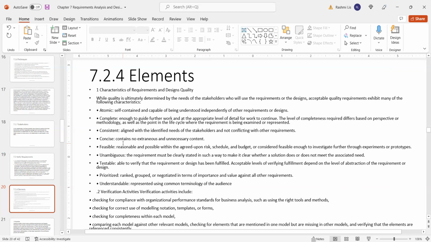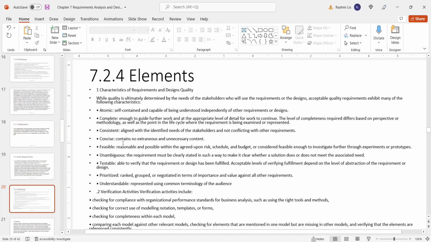They're unambiguous. Requirements must be clearly stated in such a way as to make it clear whether a solution does or does not meet the associated need. They're testable, able to verify that the requirement or design has been fulfilled. They are prioritized, ranked, grouped, or negotiated in terms of importance and value against all other requirements. They're understandable, represented using common terminology of the audience. The second one is verification activities.